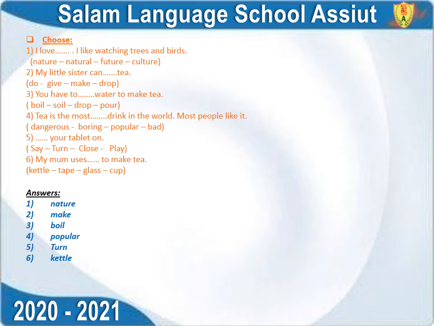Choose. Number 1. I love nature. I like watching trees and birds. Number 2. My little sister can make tea. Number 3. You have to boil water to make tea. Number 4. Tea is the most popular drink in the world. Most people like it.